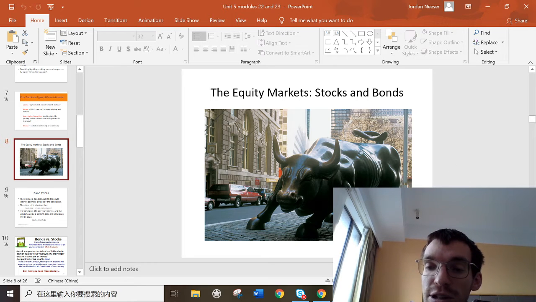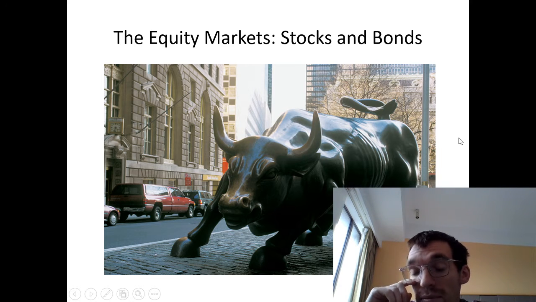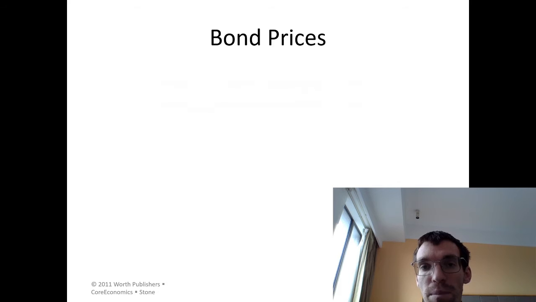Here we have a picture of the bull in New York. This represents the stock market. If we have a bullish market, it means that the stock market's performing well. If we have a bearish market, the market is performing poorly. So this is a fun way of showing that in New York, there's always a bull market. Everything's always going well in New York.